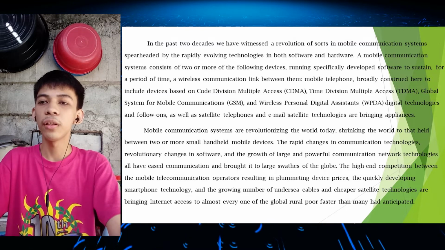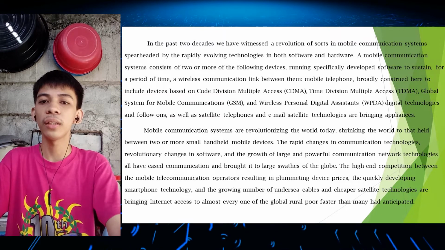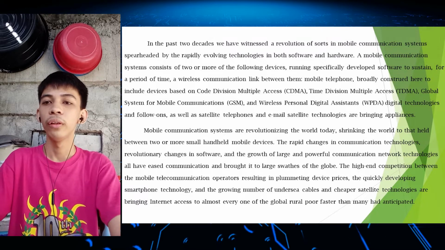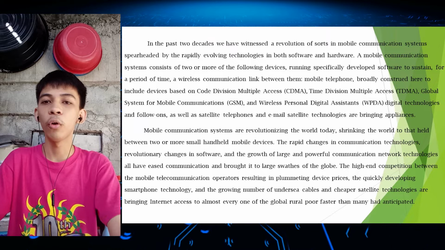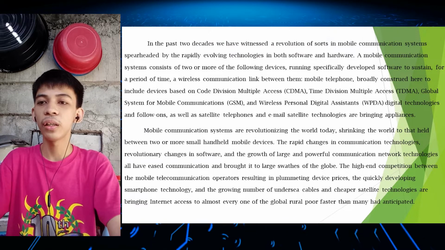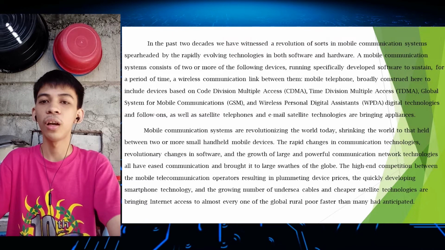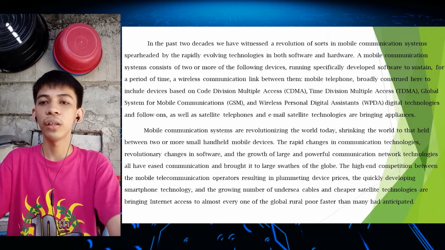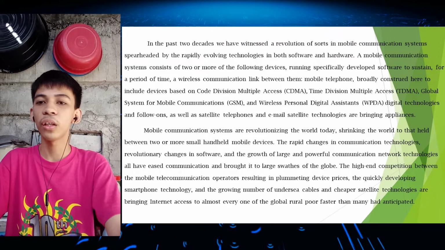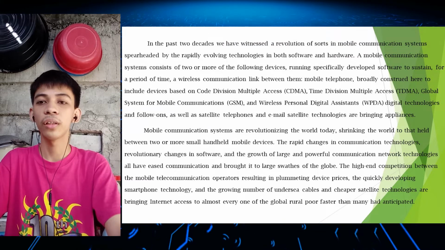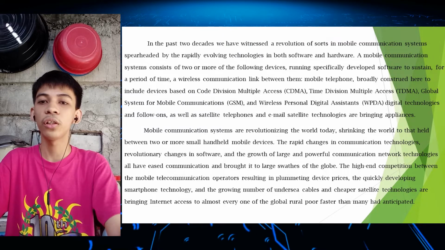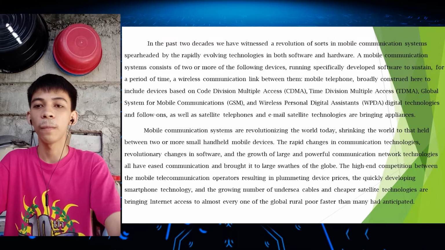Mobile communication systems are revolutionizing the world today, shrinking the world to that held between two or more small handheld mobile devices. The rapid changes in communication technologies, revolutionary changes in software, and the growth of large and powerful communication network technologies all have eased communication and brought it to large swaths of the globe.